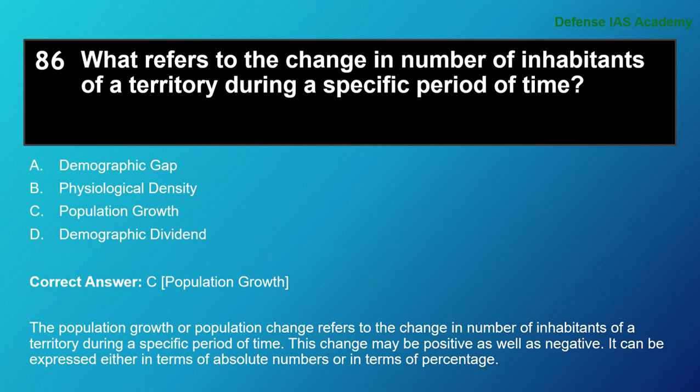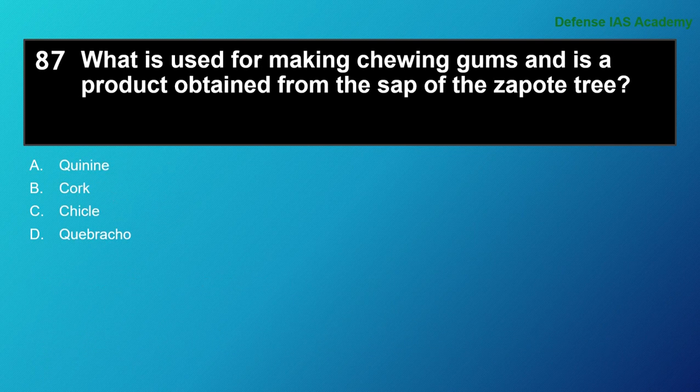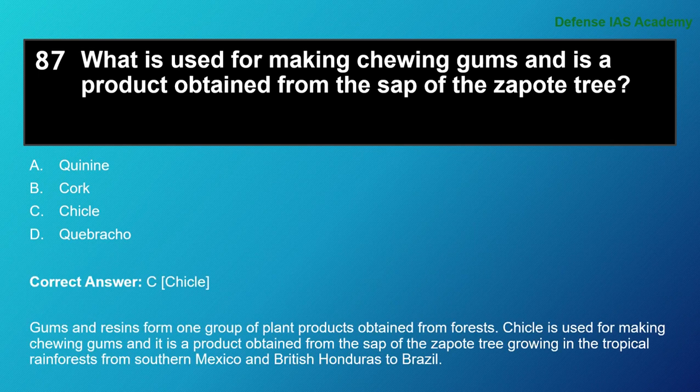What refers to the change in number of inhabitants of a territory during a specific period of time? The answer is option C, population growth. The population growth or the population change refers to the change in number of inhabitants of a territory or a region during a specific period of time. This change can be positive or negative, and it is expressed in terms of absolute numbers or in terms of percentage.